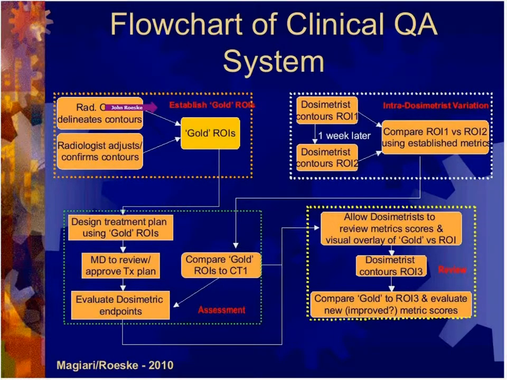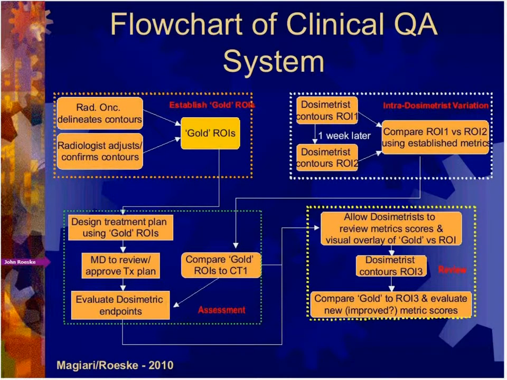So, for example, establishing the gold ROIs, we looked at having a radiation oncologist and a radiologist review the contours together. We have a box here where dosimetrists would draw repeat contours in order to verify or quantify any intradosimetrist variation. Down here, we have the assessment box where we compare our contours that our dosimetrists have drawn to the gold ROIs drawn by our physicians.